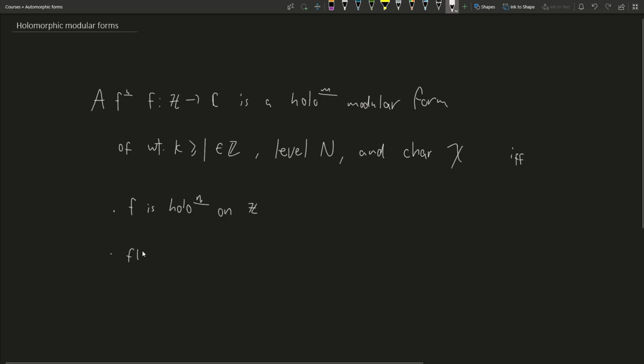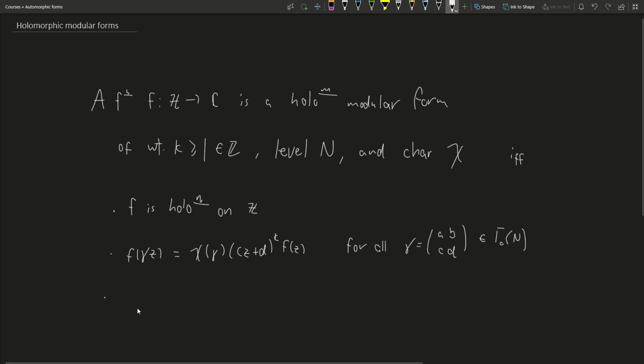F is going to be not quite gamma invariant, but almost gamma invariant. It's going to satisfy that f of gamma z has to be chi of gamma times cz plus d to the power k, where k is the weight here, times the original value. And this is for all gamma, and the c and d. This is me writing the matrix gamma as ABCD. This is a matrix in gamma naught n.